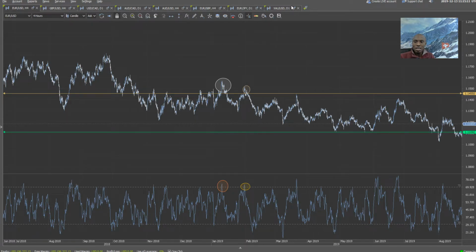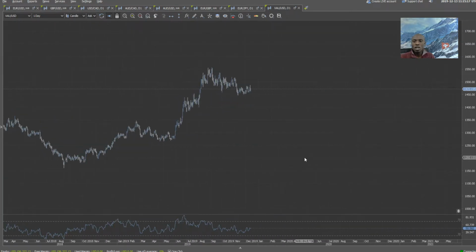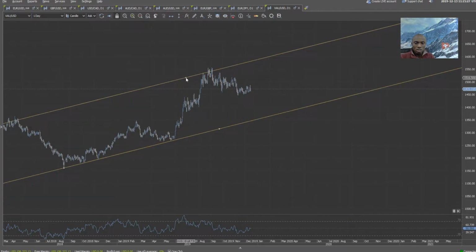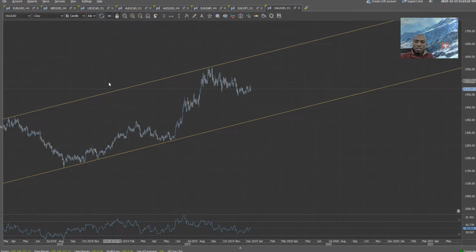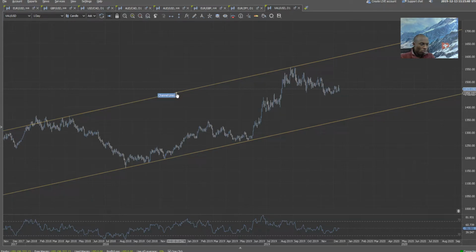So I will show you what you will do when the market is trending. Okay, let me take this for example right now. Let me just show you that. I can tell you that the gold USD has been edging up since July 2018. This is the daily time frame. What will you be looking at? You're looking to buy this market, not to sell.